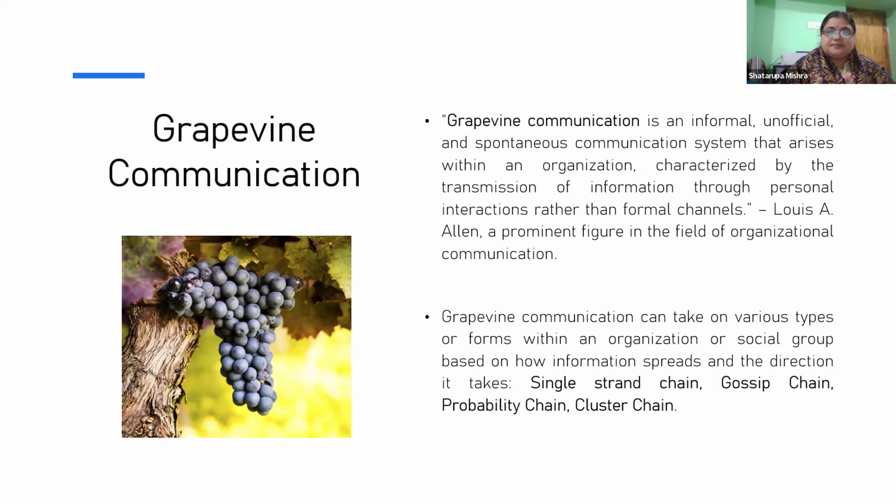So it might seem a bit difficult if we look at this definition together. But if we learn to break down the information into parts, then we will be able to understand it. First important point, grapevine communication happens in an organization. In that way, the space is official, but the nature of communication is not official, right?